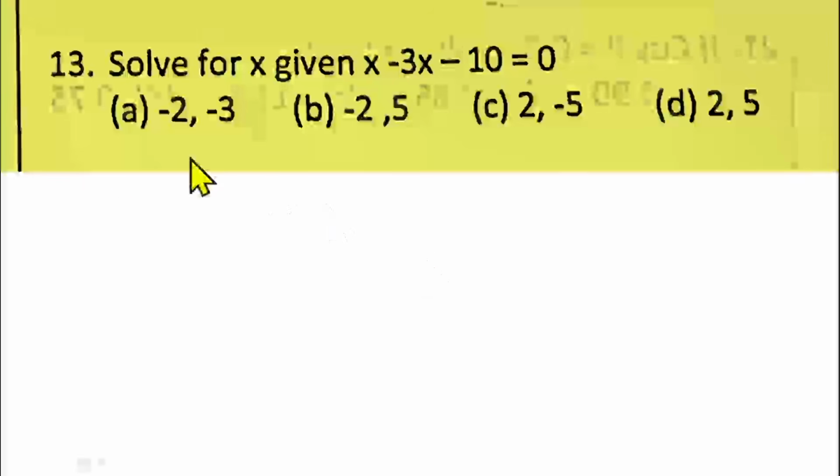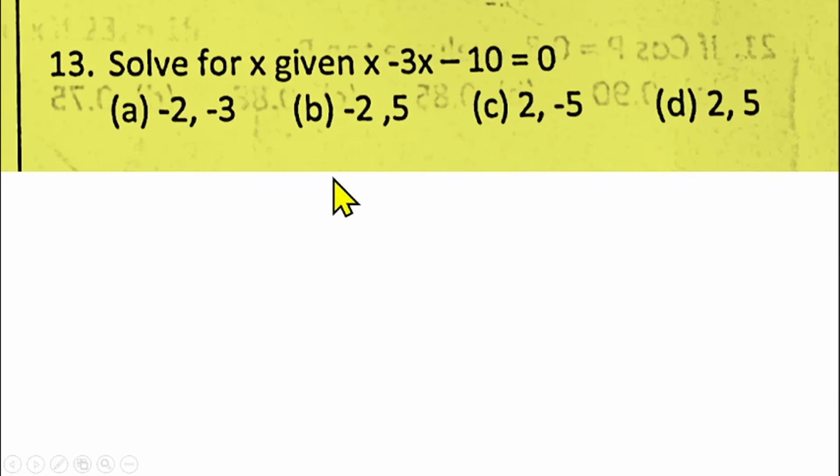Question number 13 is from the quadratic equation. We have to solve this quadratic equation. We have s squared minus 3s minus 10 equals 0. The first thing is to use the coefficient of s squared to multiply minus 10. That is 1 times minus 10, that still gives us minus 10. You look for two factors of minus 10 that when you multiply together give us minus 10, and when you add them, give us minus 3.